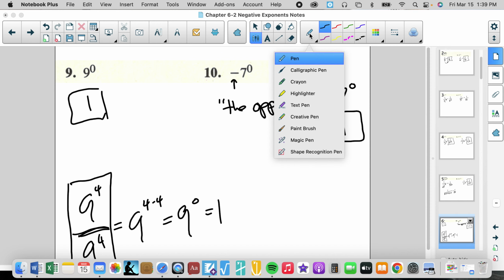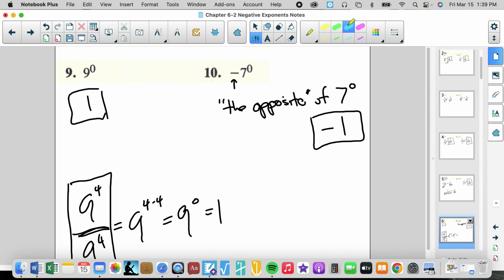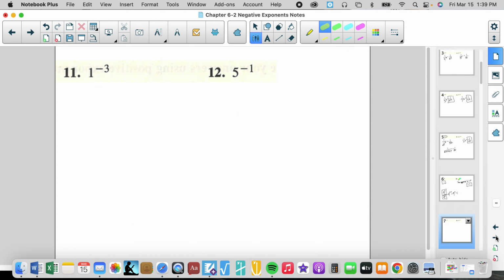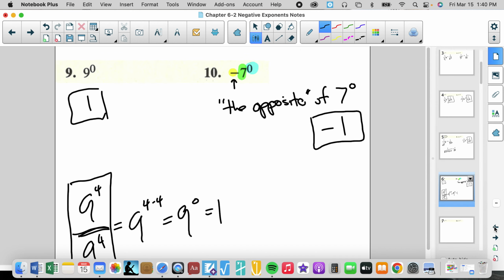So here is a little bit of a trick. Something we have to be aware of, that we're always going to do the exponent before the sign. So when we have exponents, we have to do 7 to the 0 and then plop on the negative there. Now this is a little bit different. Don't confuse the negative here and the negative in the other one. This is a negative exponent. This is a negative coefficient.